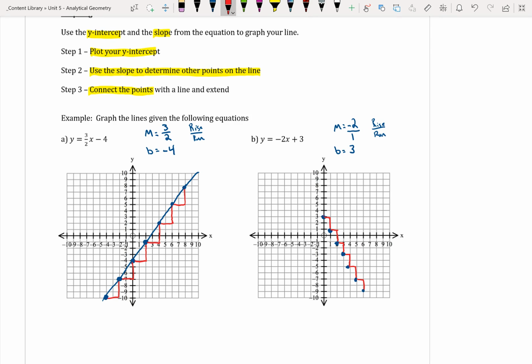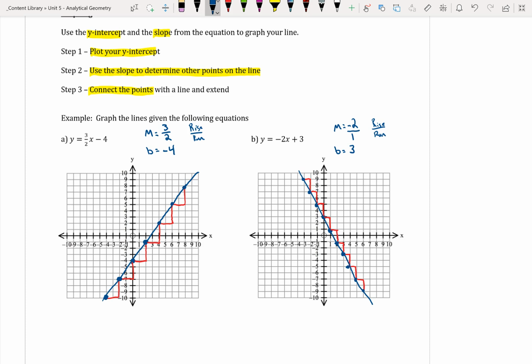So now I'm going to go up 2 to the left 1, up 2 to the left 1, up 2 to the left 1, and put my points in. Now that I can't fill any more out, I'm going to connect them all with a straight line. Make sure when you do this you use a ruler and draw a clean line. So that's how you find or draw a line for an equation of a line.